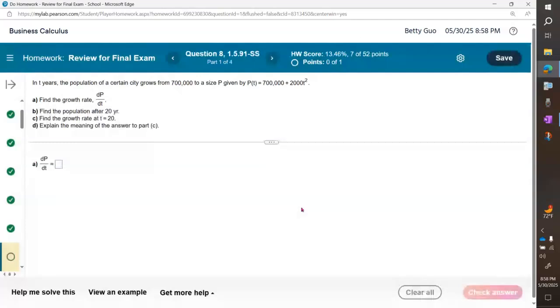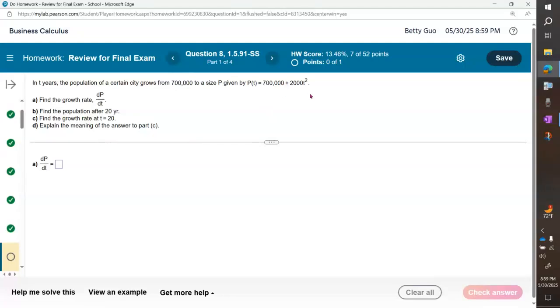Question number 8. In 10 years, the population of a certain city grows from 700,000 to a size P given by this function. We have 4 parts to complete. The first part is to find the derivative, the growth rate.